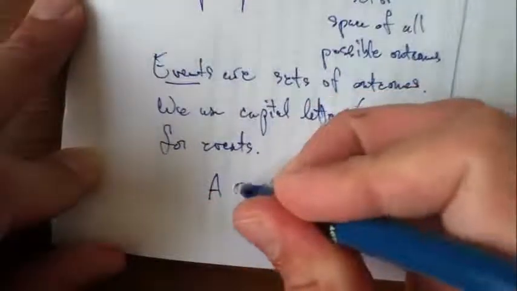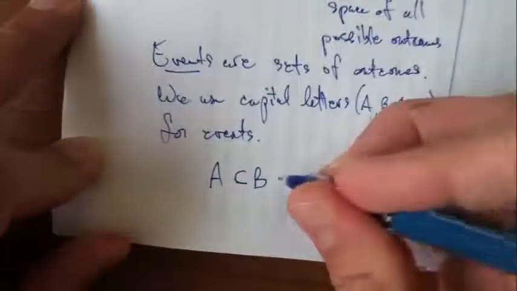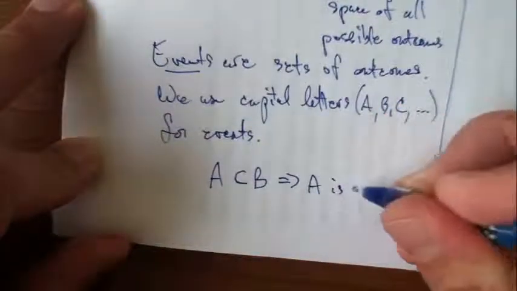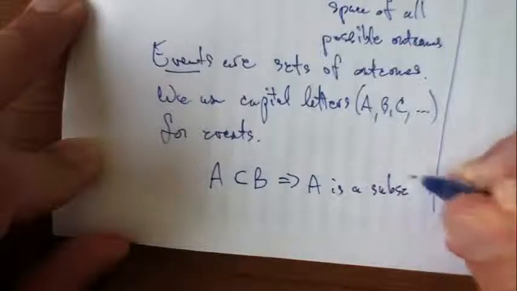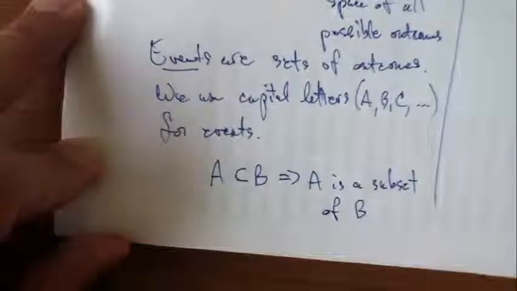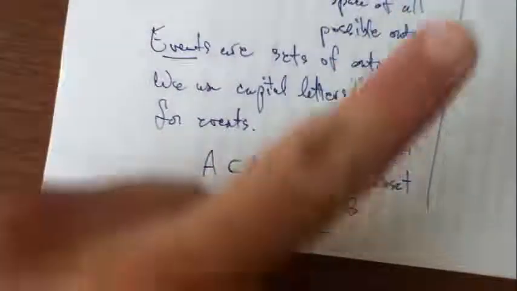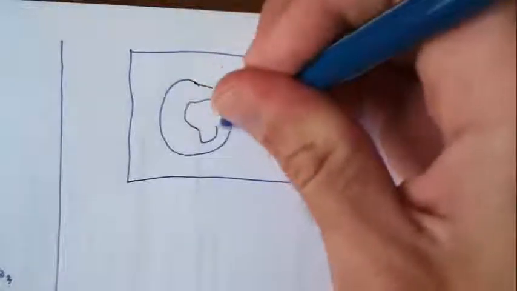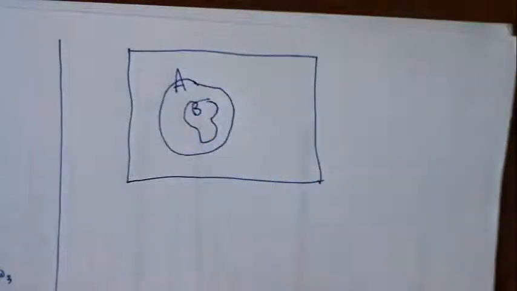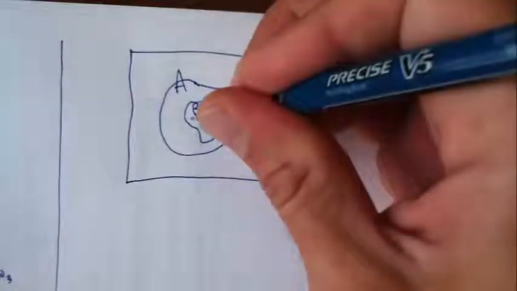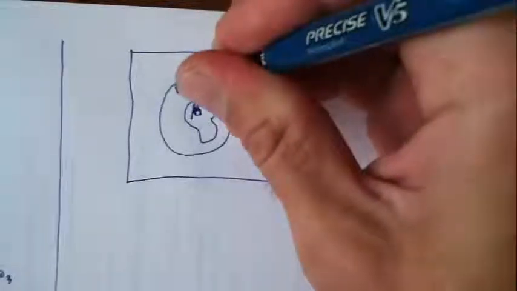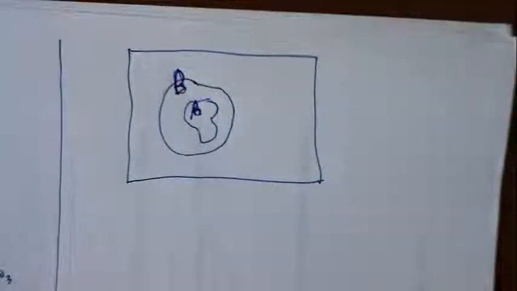If I write this, it means that A is a subset of B. Basically, a picture of that would look like this, maybe. Here's the event A, and here's the event B. Here's A, and then everything in here is B. A is a subset of B. There we go. Makes sense.